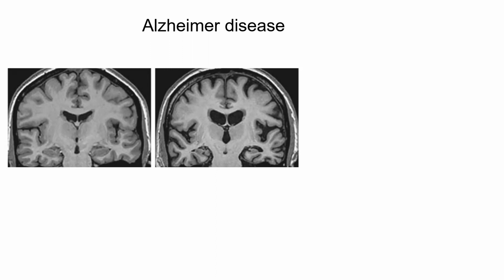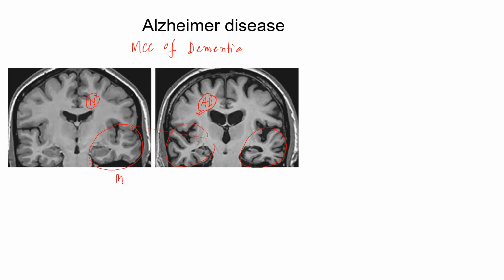So Alzheimer's disease is the most common cause of dementia overall. The pathology starts from the medial temporal lobes. As you can see, this is a normal individual and this is a patient with Alzheimer's disease. If you compare the medial temporal lobes, you can see there is severe atrophy of the medial temporal lobes in the patient with Alzheimer's disease.